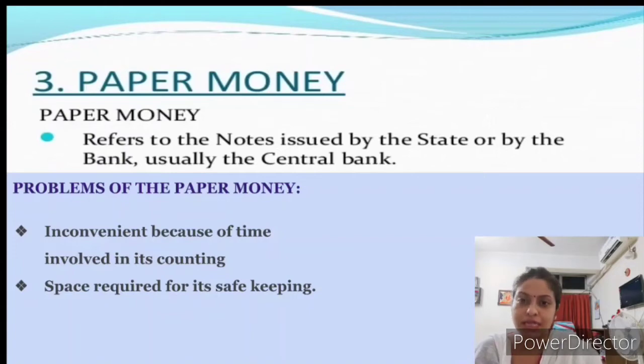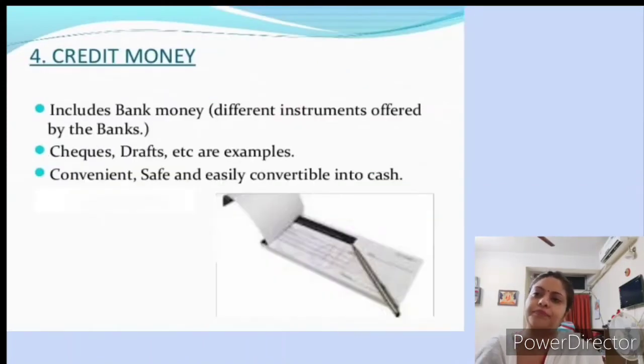Paper money, when it was started by the goldsmiths, but later on the central government took over this method and they only started issuing the currencies. This is what we are going to discuss a little bit more in our coming slide.